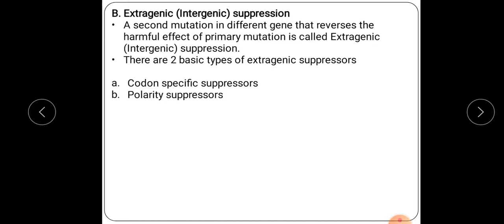Intergenic means, in intragenic the second mutation was in the same gene. Now what is intergenic, what is extragenic? Into a different gene. A second mutation in a different gene that reverses the harmful effect produced by the primary mutation is known as extragenic or intergenic separation. And again this has 2 types, that is codon specific suppressor and polarity suppressor.